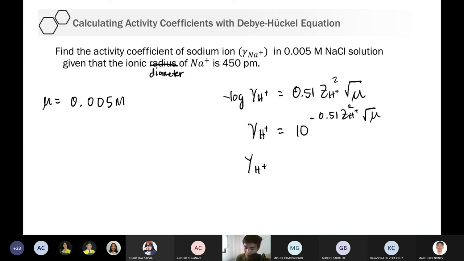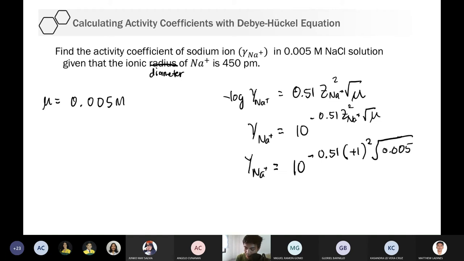You plug in your numbers, gamma H plus. So we have 0.51, what is the Z of sodium? Sodium pala to, sorry. But H plus nilagay ko. Sodium pala. Literal na kinopya yun. So that's sodium, okay? So the charge of sodium is positive 1 squared times the square root of mu, which is 0.005. Solve for the gamma of sodium. So that is equal to 0.92.